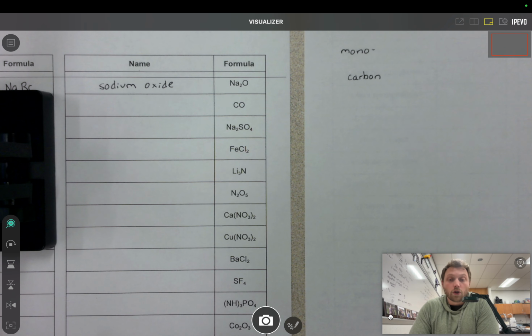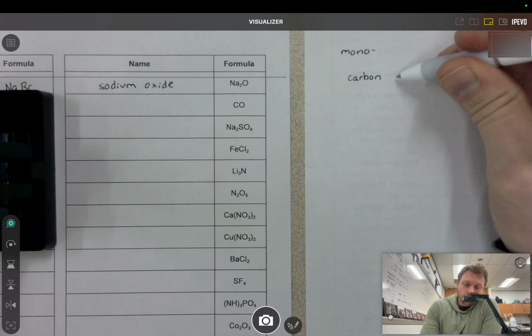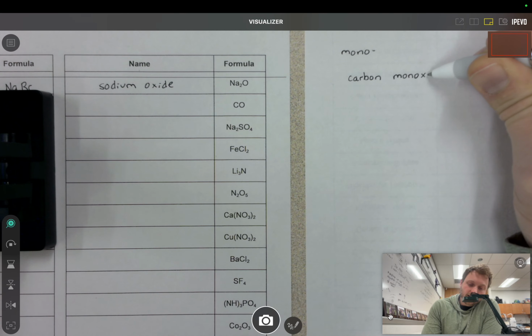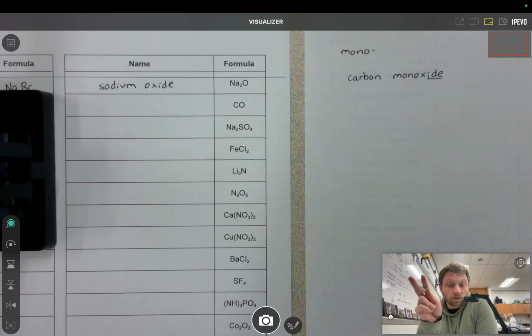If it was 2, like in the previous video, we had dinitrogen, we do use a numerical prefix if the number is 2 or more, but never if it's just 1. For the second element, though, mono is fair game. So monoxide. And yes, for a covalent molecule, we change the ending only for the second element, not for the first. So it's carbon monoxide, not carbon monoxygen.